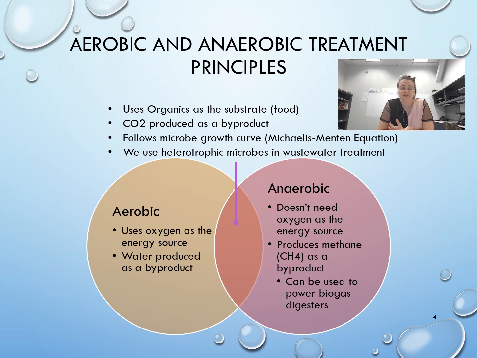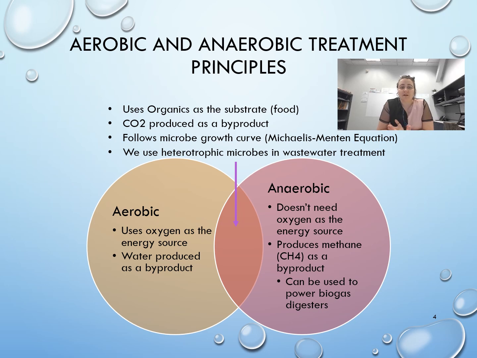They use organics as their substrate for the microorganisms. So organics are the food for the microorganisms. Now there's different types of food, and that's going to help us choose whether it's aerobic or anaerobic. CO2 is produced as a byproduct in both of these cases.